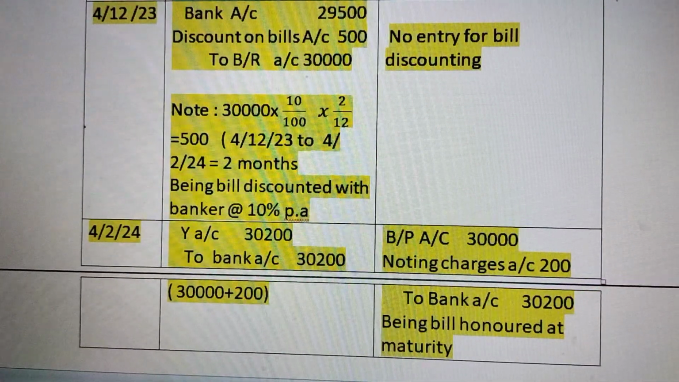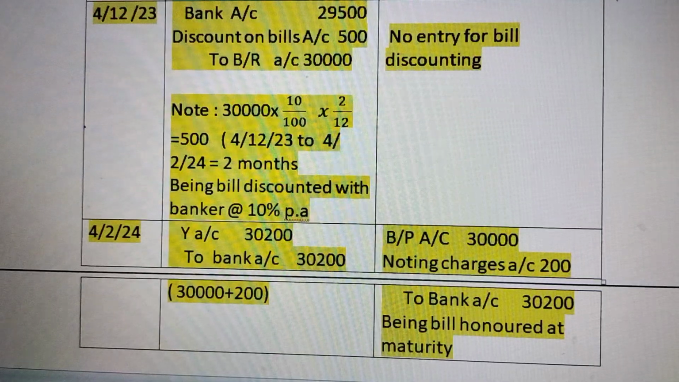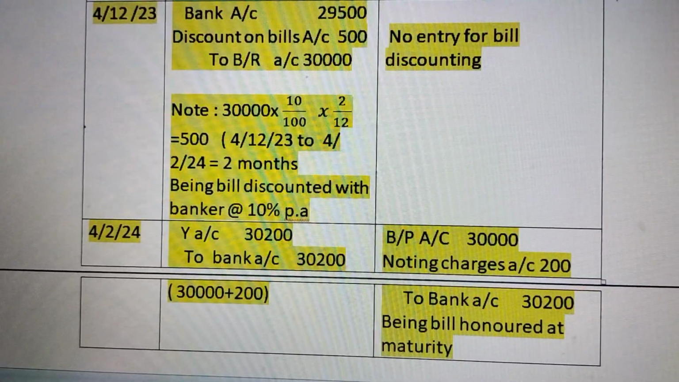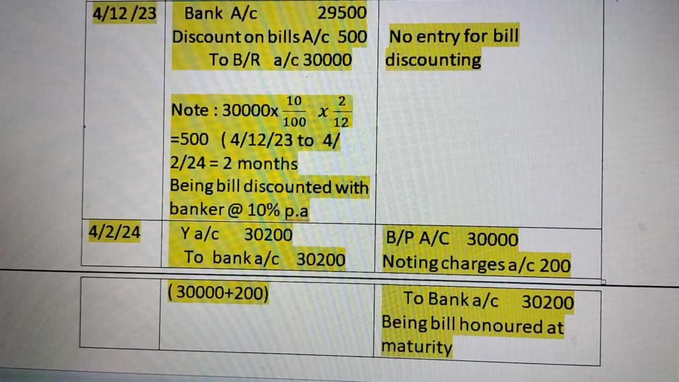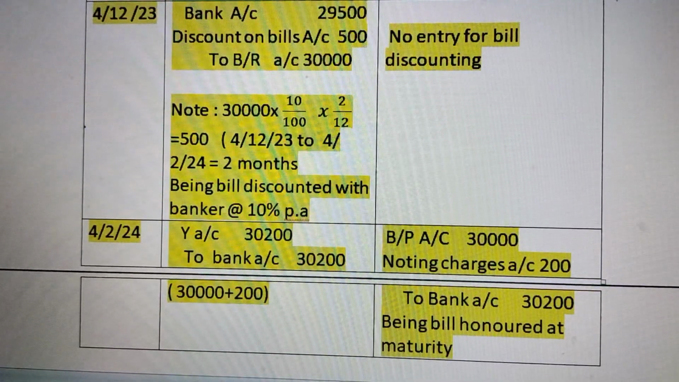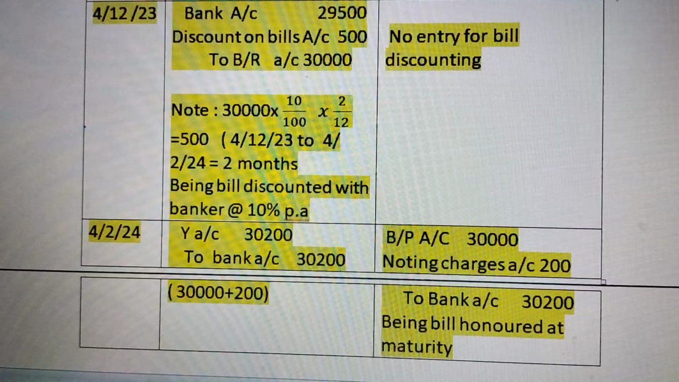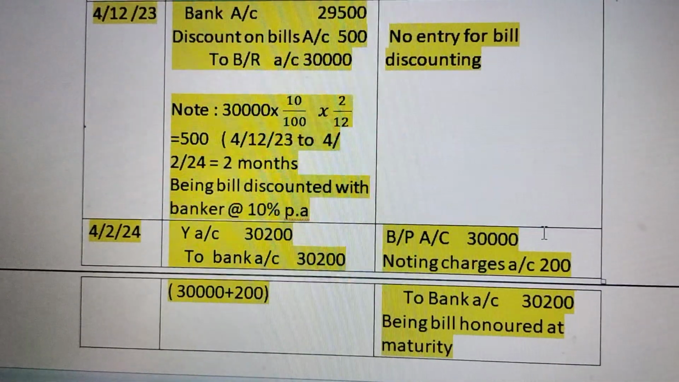So upon dishonor of the bill which has been discounted, X, the drawer, will pass the entry as drawee account debit to bank. So the drawee will be debited by the face value of the bill 30,000 plus 200 noting charges, that is 30,200. And in the books of the drawee, when the bill is dishonored, you will pass the entry as bills payable to drawer.